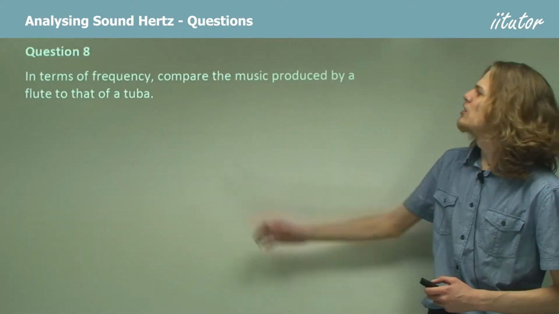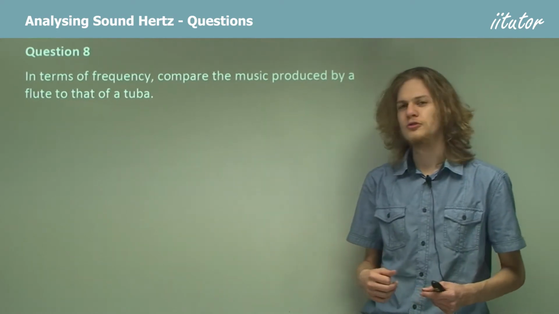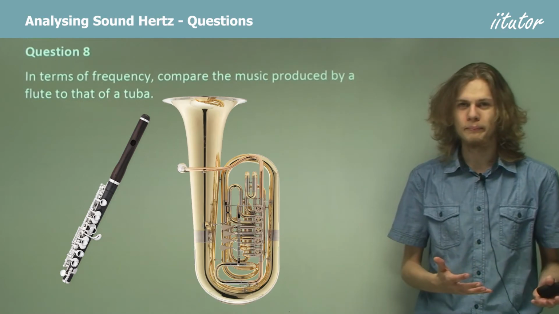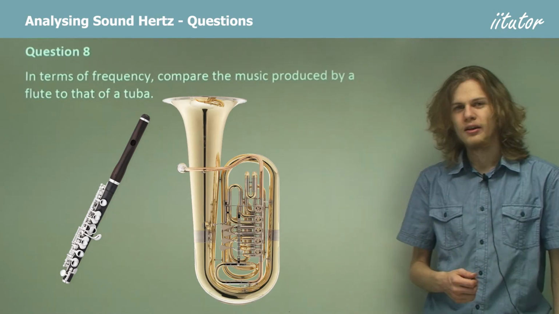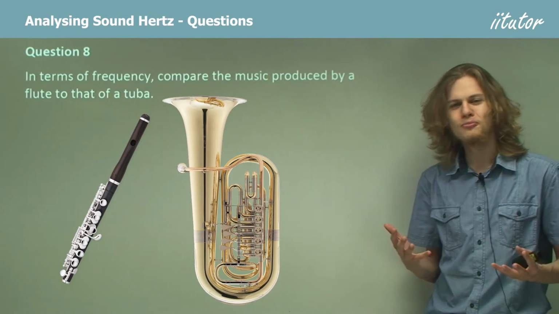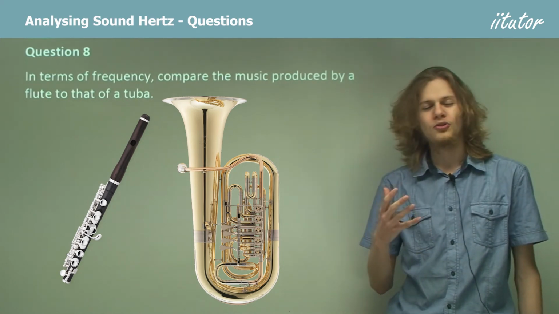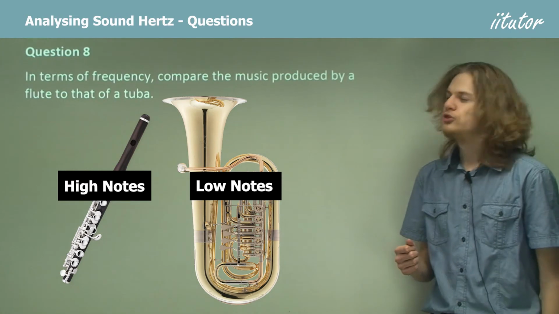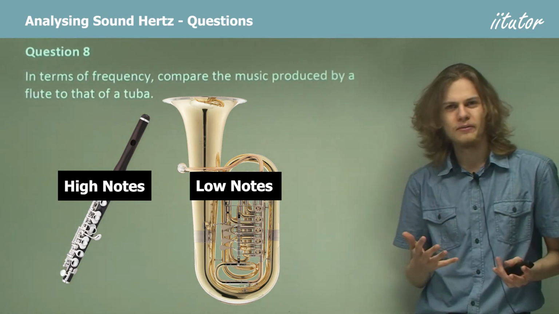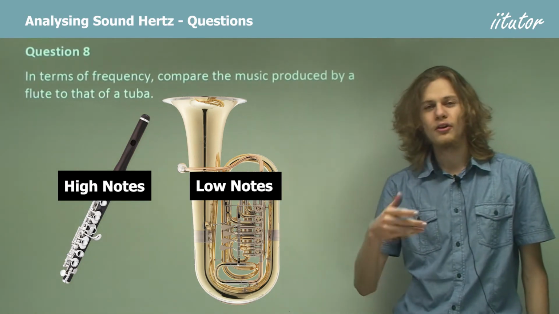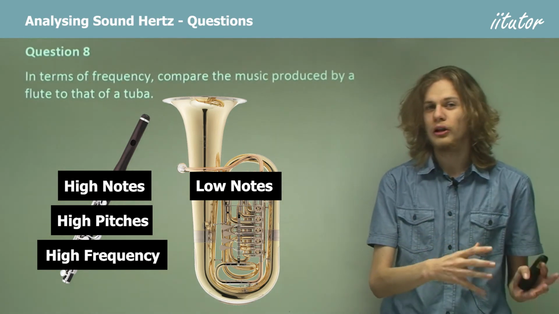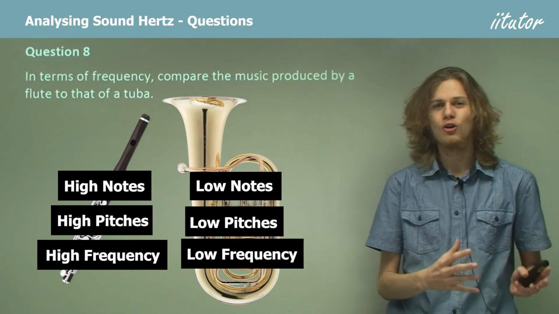Question 8. In terms of frequency, compare the music produced by a flute to that produced by a tuba. Now, assuming that we have a cursory knowledge of musical instruments, we know that flutes tend to produce quite high notes, whereas tubas produce very low notes. So, how will that change the frequency? Well, if we have very high notes and very high pitches, that means we have high frequency, and if we have very low notes and very low pitches, that means that we have very low frequency.